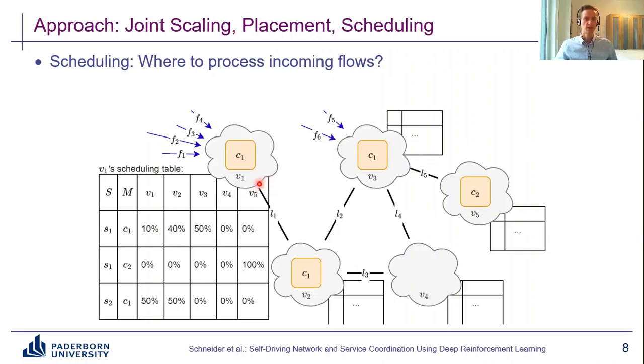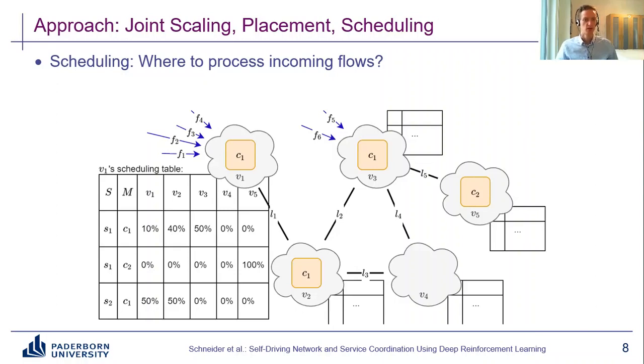So it completes processing at component c1 and then directly requests the next component in the service, which is c2 in this case. And again, we look at the scheduling table or at the entry in the scheduling table that corresponds to service 1, component c2, and we see that in this case, the flow is sent and scheduled to be processed at node v5 with 100% probability. So we schedule the flow to go to v5 and be processed there. When we're sending the flow there, we take the shortest path from the current node, so we do not optimize routing explicitly here.